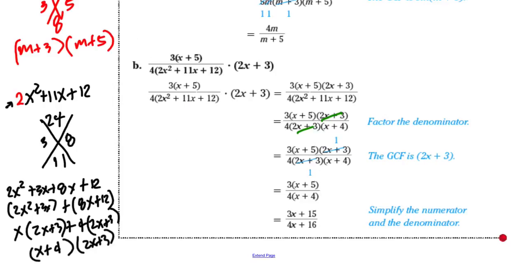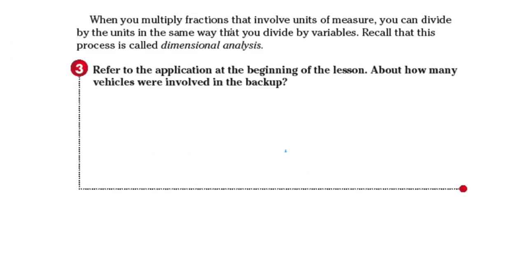Okay, and let's take a look at the last example. When you multiply fractions that involve units of measure, you can divide by the units in the same way that you divide the variables. Recall that this process is called dimensional analysis, and we discussed this in the past. So let's take a look at the beginning of the lesson and answer what we started with in terms of the question about the estimated number of cars that were backed up on the freeway.